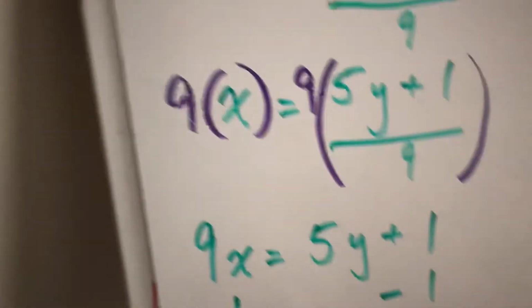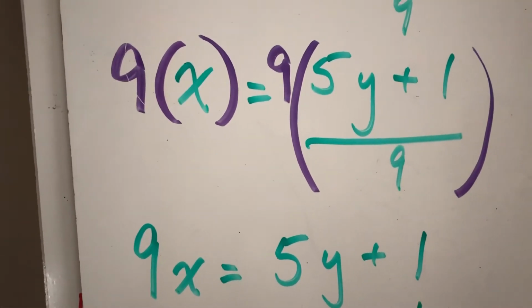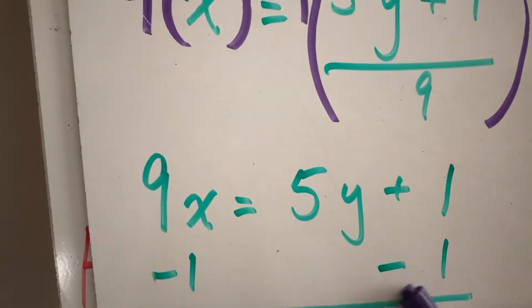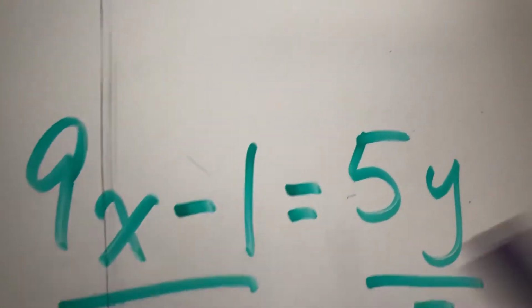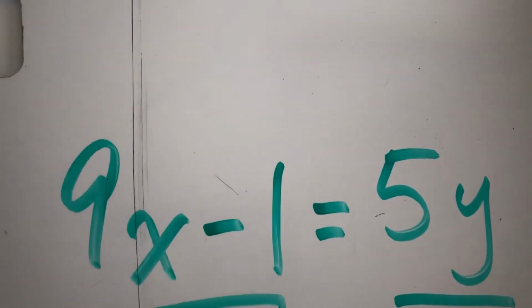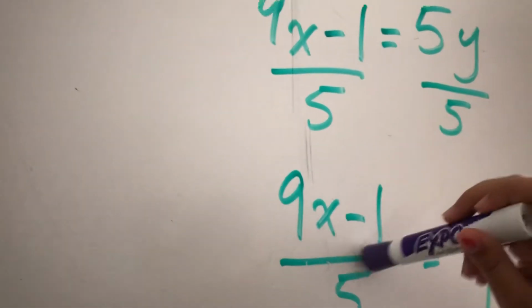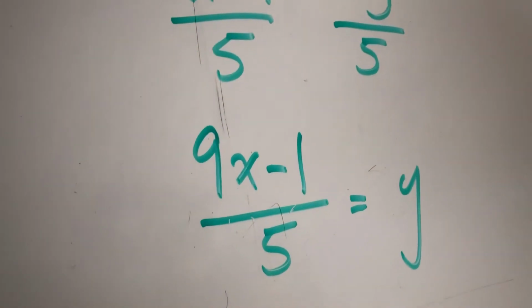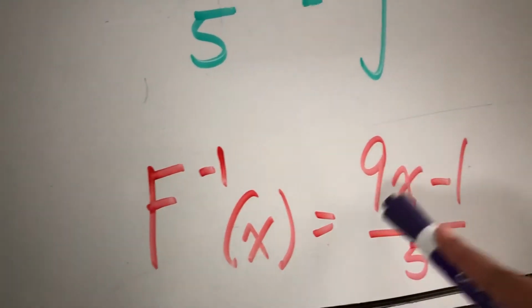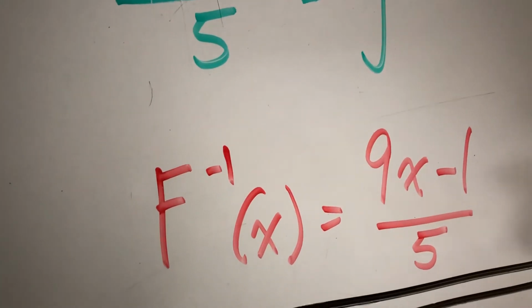So now I have 9x equals 5y minus 1. What am I going to do to both sides? I'm going to subtract 1 from both sides. And I get 9x minus 1 over 5 equals 5y. What am I going to do to both sides? Divide by 5. And so then 9x minus 1 divided by 5 equals y, which is the same as saying the inverse of x equals 9x minus 1 divided by 5.